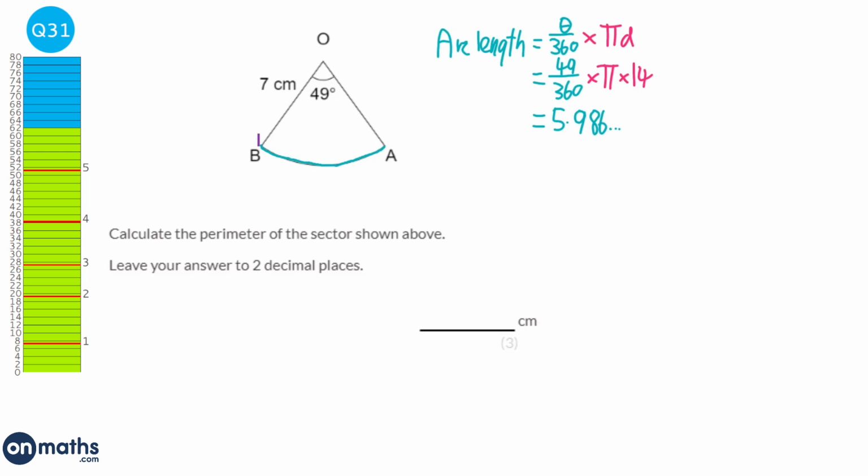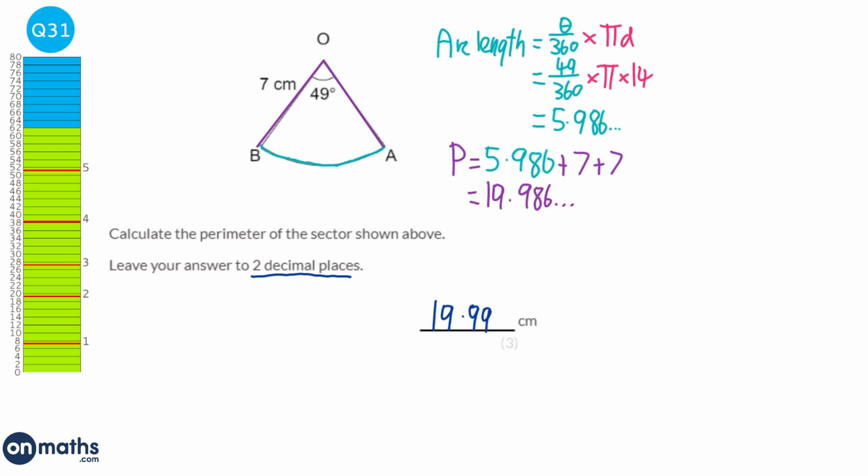Perimeter needs to include these parts here. So the perimeter will be the 5.986 plus a radius plus another radius. And when we do that, we get 19.986... And we want to round it to 2 decimal places, so that will be 19.99 centimetres.